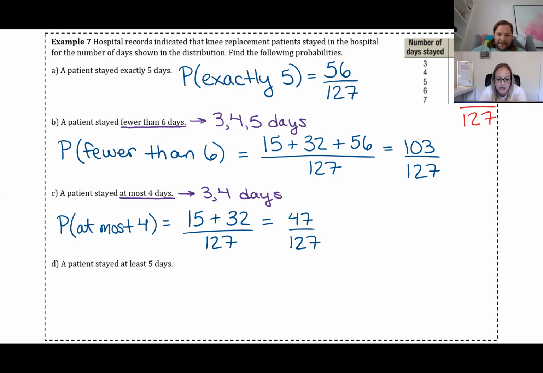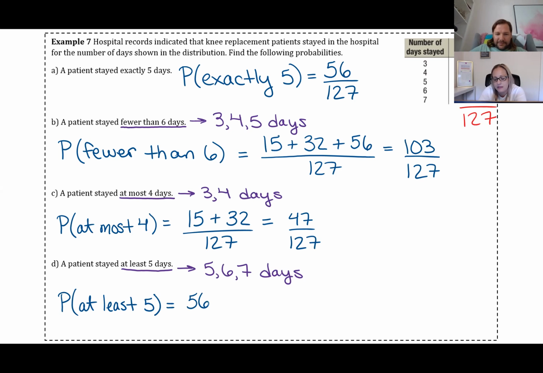Okay. And then one more here, a patient stayed at least 5 days. So at least means 5 or more, and we do want to include the 5, so 5, 6, or 7. So we'll add the 56, the 19, and the 5, put that all over 127. So we get 80 over 127.